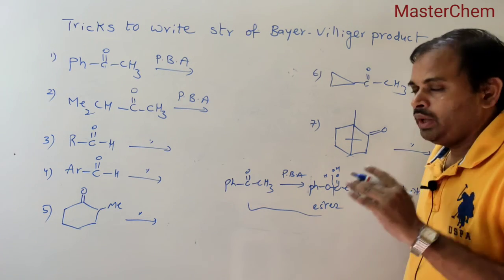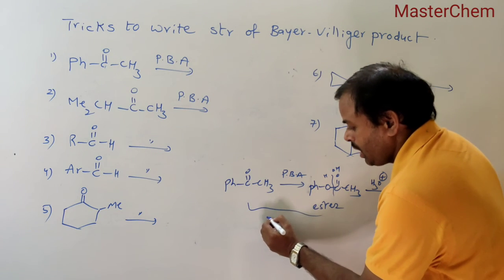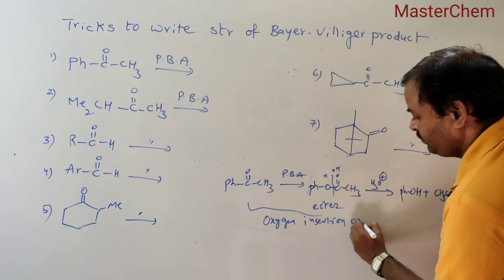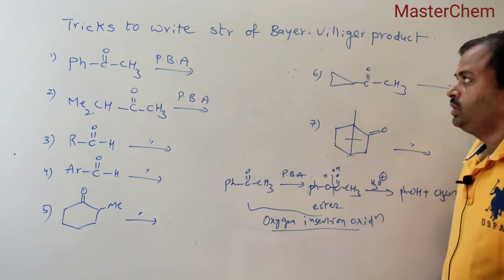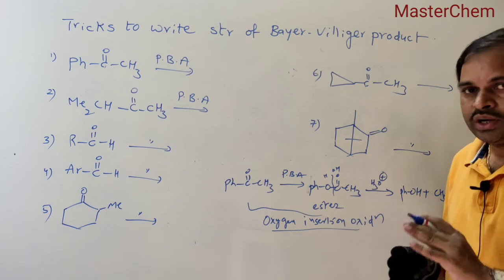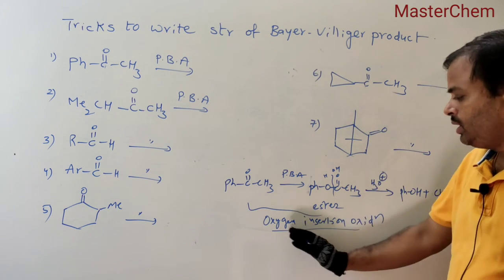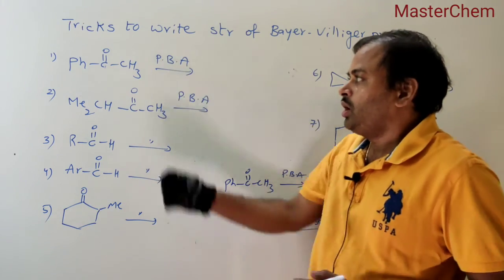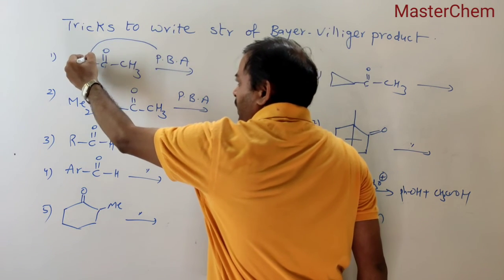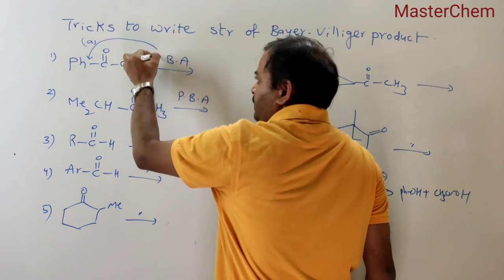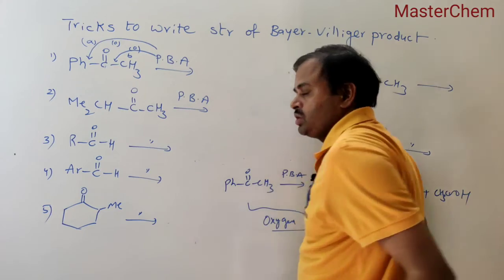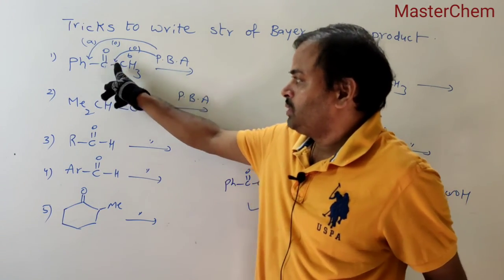Simply, to remember this: it is oxygen insertion oxidation. You can remember the Baeyer-Villiger product as the oxygen inserted product. For oxygen insertion, two options are there. This is option A and this is option B.